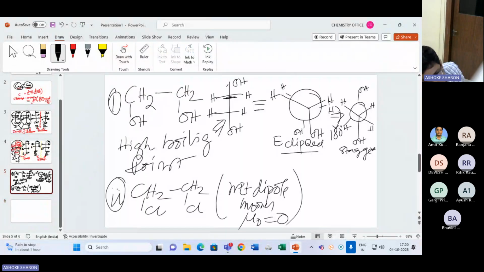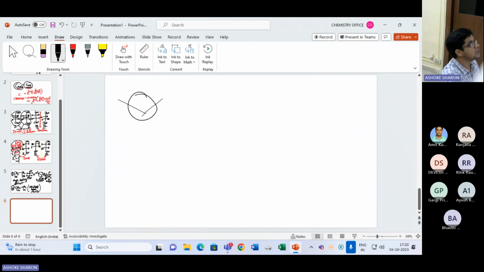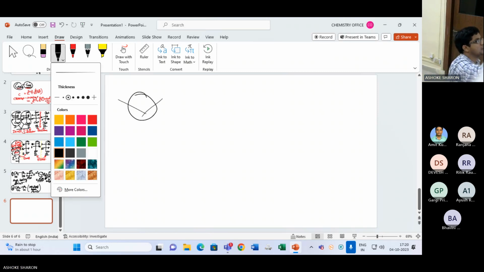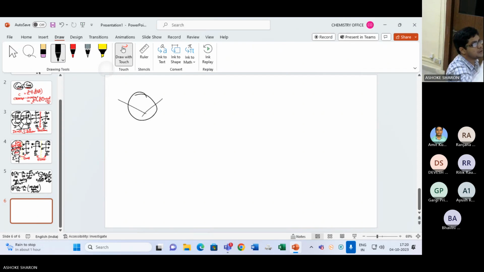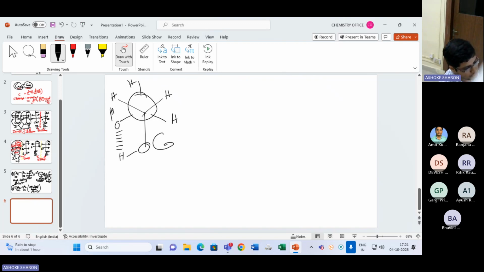I'm drawing this molecule. This is the eclipsed one. Then I'm rotating it by 60 degrees, only 60 degree rotation. What will you observe if you rotate the molecule 60 degrees? You will get OH, hydrogen, hydrogen, hydrogen, hydrogen. So this structure is called the gauche configuration. This is a gauche structure.